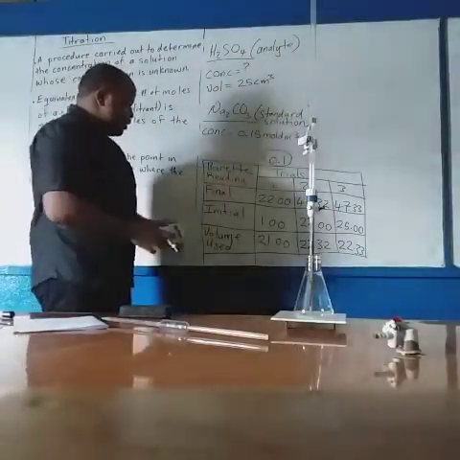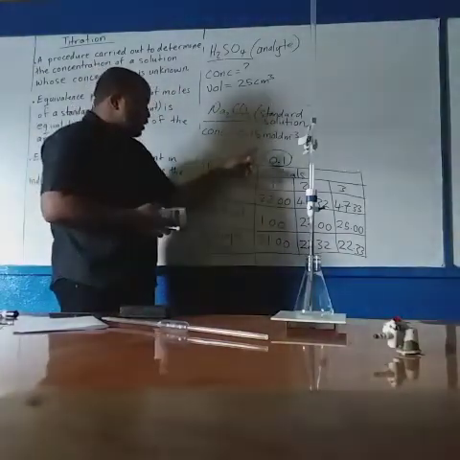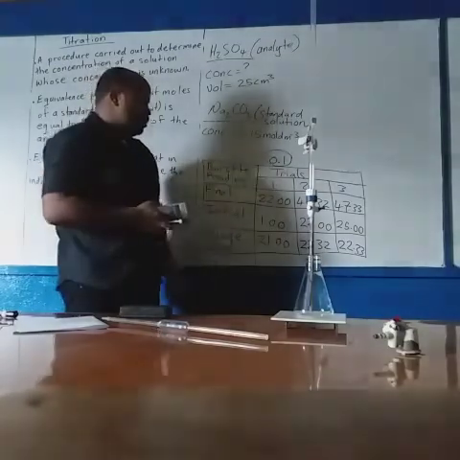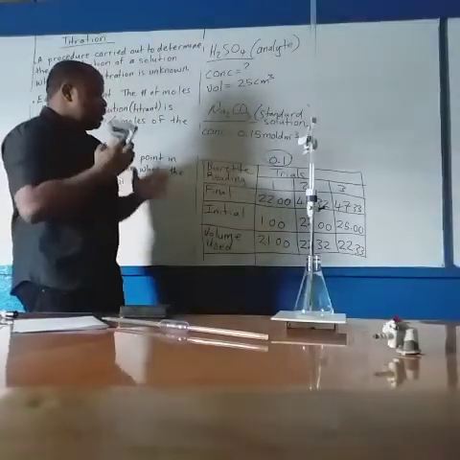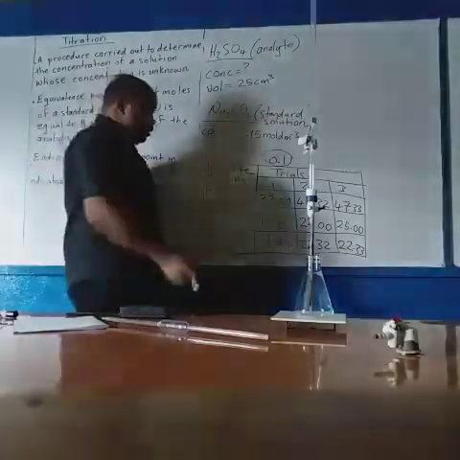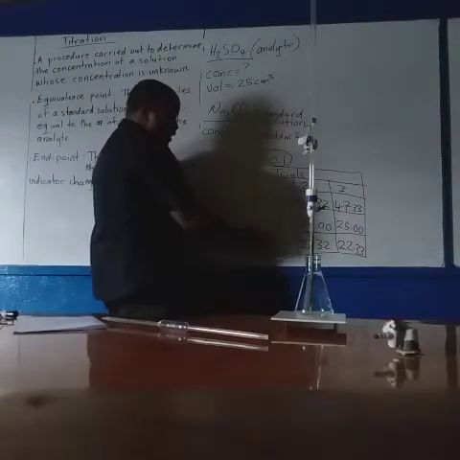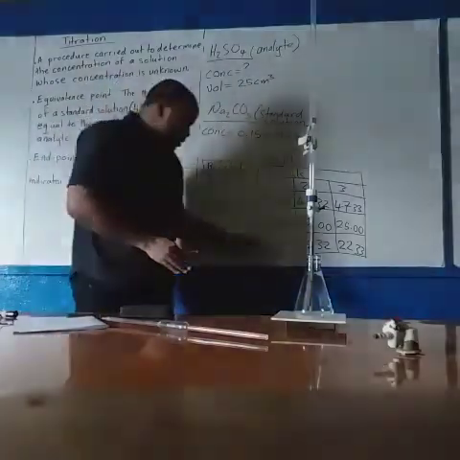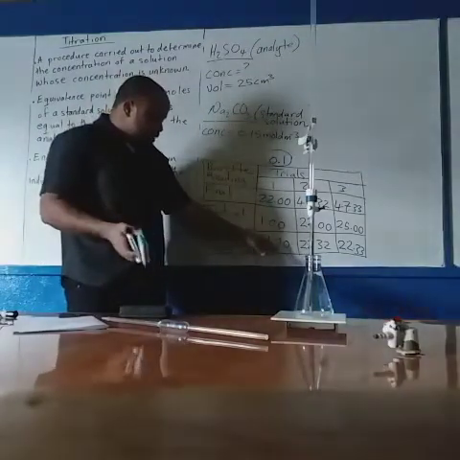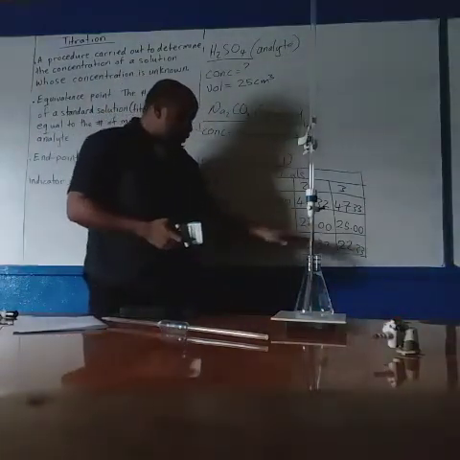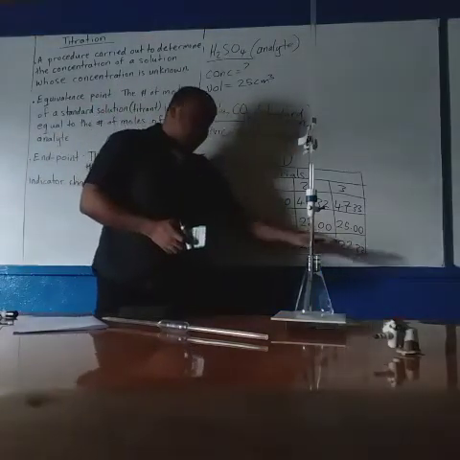So if you look, if you subtract these two, the difference would be 1.32. That is more than the 0.1. But this one would be less than the 0.1. So when you're going to do a titration, you use the two closest numbers, these two. So you would ignore this. However, if all three numbers are close, so if this was 22.29, you would have used all three of them. But because this one is a little far off, we will only use these two.